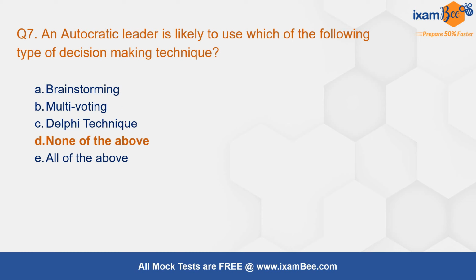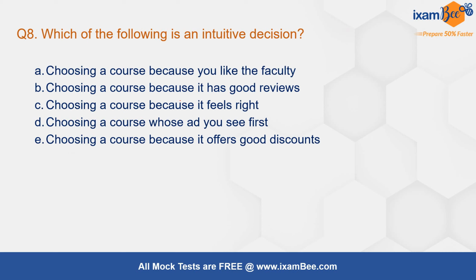In the Delphi technique also, there are various experts who give their comments on the various alternatives, and then by eliminating they try to come to a consensus. So an autocratic leader is unlikely to use any of these, because he takes decisions individually and not in a group pattern. Next question, which of the following is an intuitive decision?